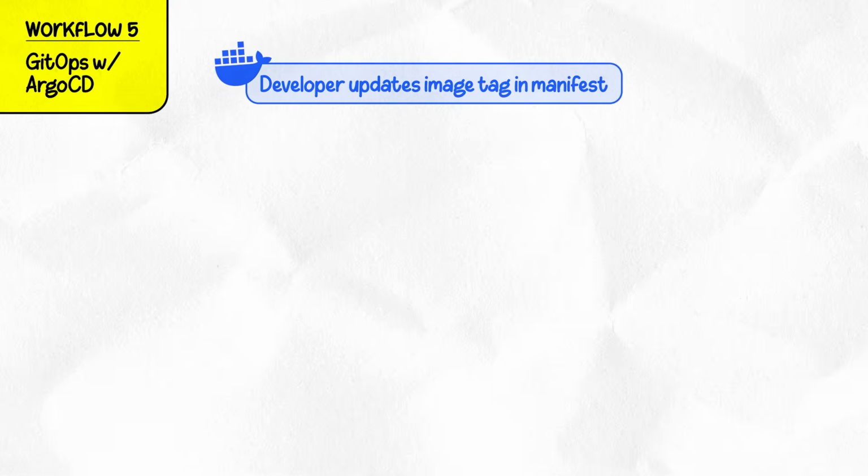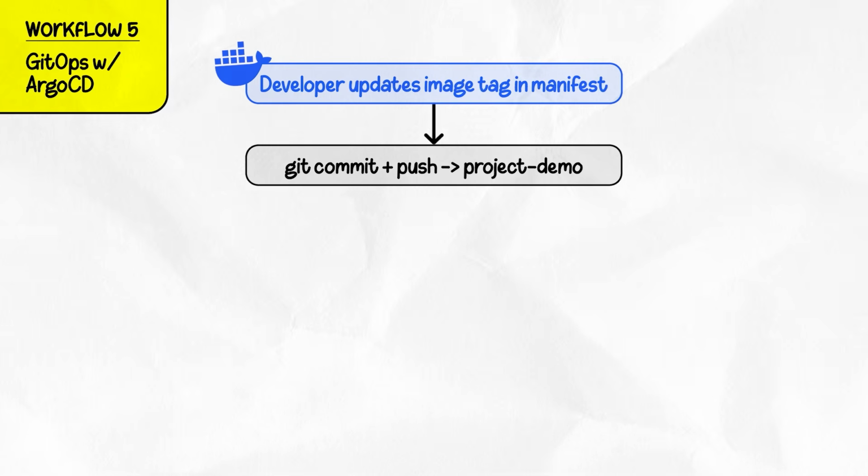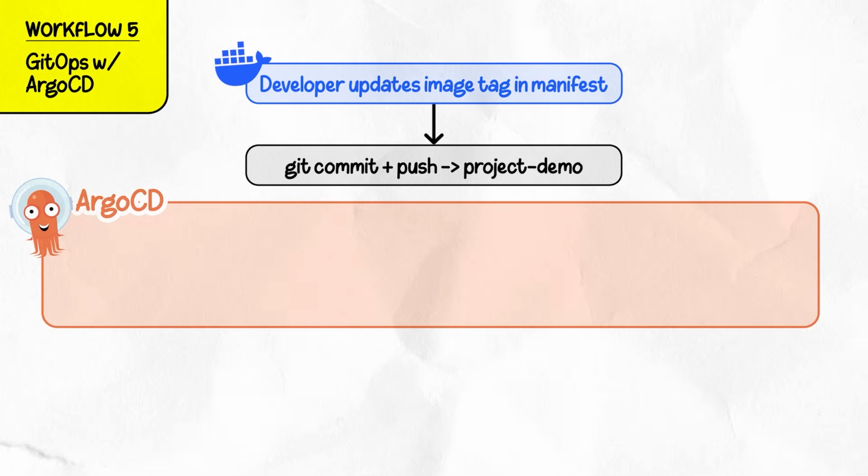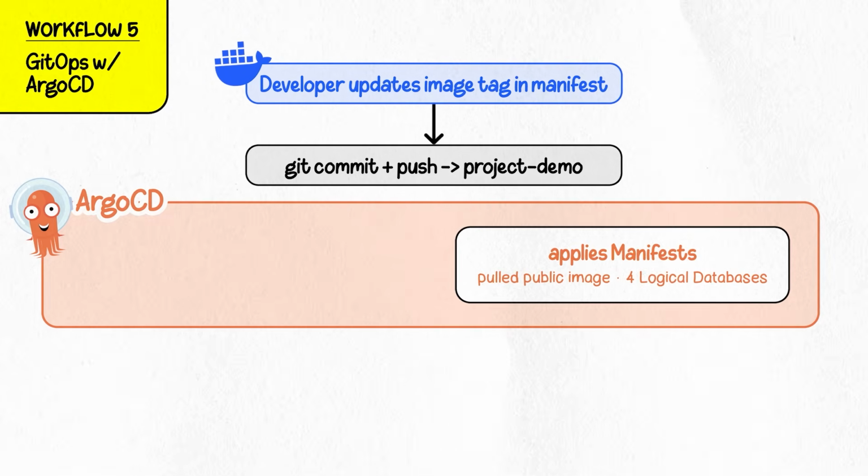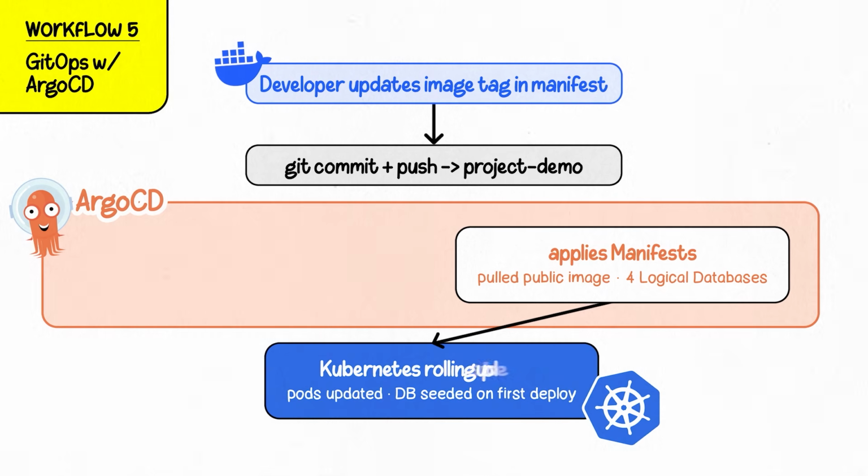Now, Argo CD is configured with 2 important options. Prune set to true means if a manifest is removed from Git, it will also be removed from the cluster. Second, self-heal is set to true, which means if someone manually changes anything in the cluster, Argo CD will automatically revert the cluster state to match whatever is in Git. So the GitOps deployment loop looks like this. If a developer updates an image tag in a manifest, once the change is committed and pushed to Git, Argo CD detects the change. It applies the updated manifest to Kubernetes, and then Kubernetes performs a rolling update of all the pods. All of this happens automatically.